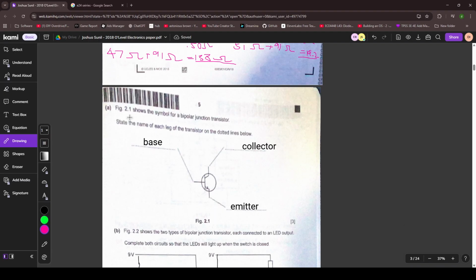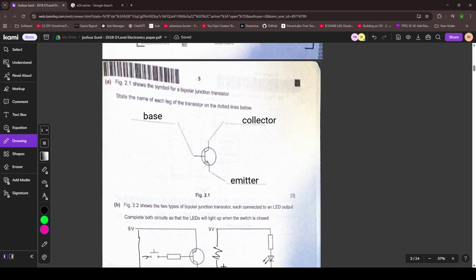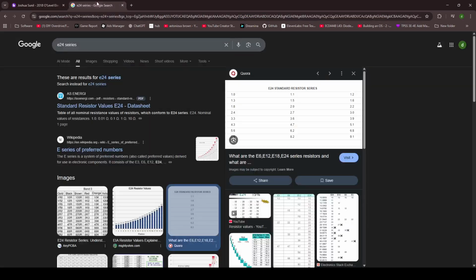Figure 2.1 shows the symbol of a BJT. State the name of each leg of the BJT. So this is the base, this is the collector, this is the emitter. Yes. Yeah, the emitter is always, hold on.